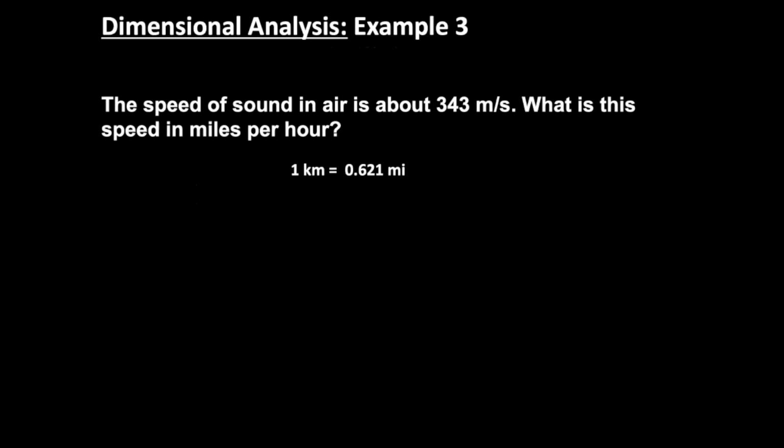Last example. The speed of sound in air is about 343 meters per second. What is the speed in miles per hour? So again, we would look up conversion factors. You can go back to that table, or you can Google some if you didn't know them off the top of your head. Then I'm going to write down first 343 meters per second, and then carry out my units.